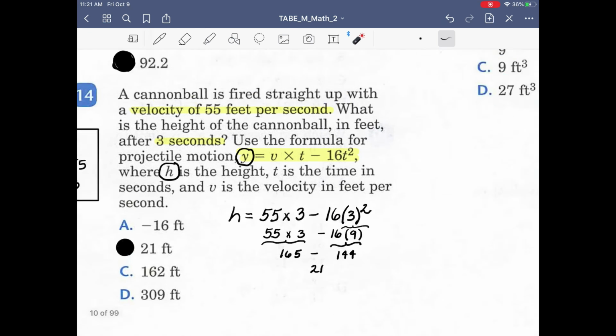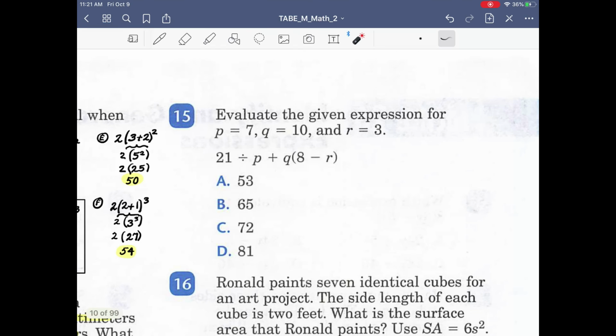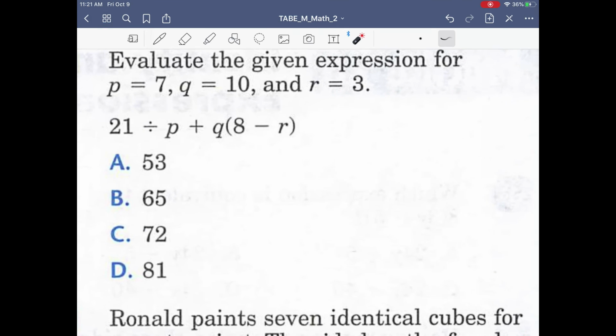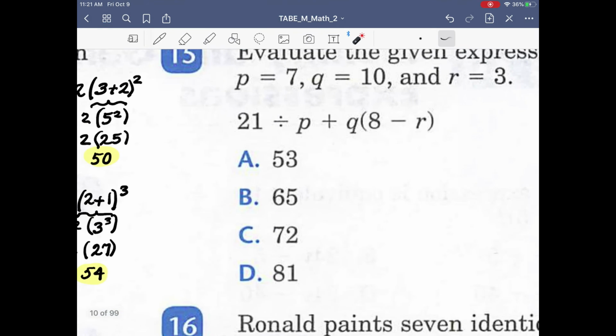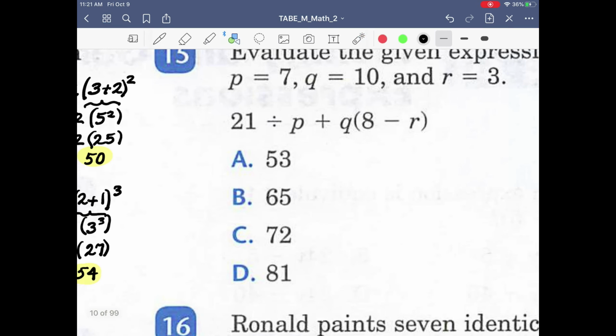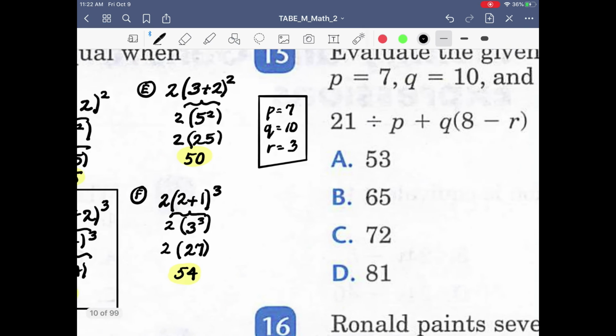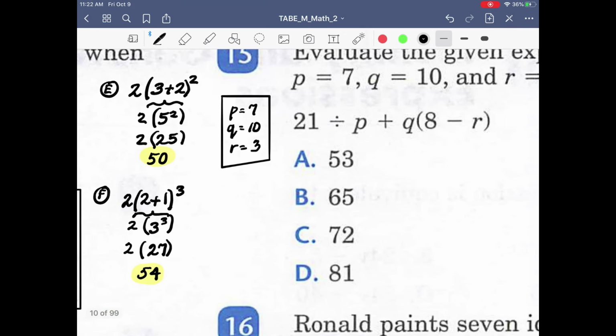Okay, number 15. Evaluate the given expression for they define the variables. That's very important. Whatever they define those variables to be are the values that we need to use. So we have P is 7, Q is 10, and R is 3. And you see again why I like the box for variables, because it keeps everything separated for me.